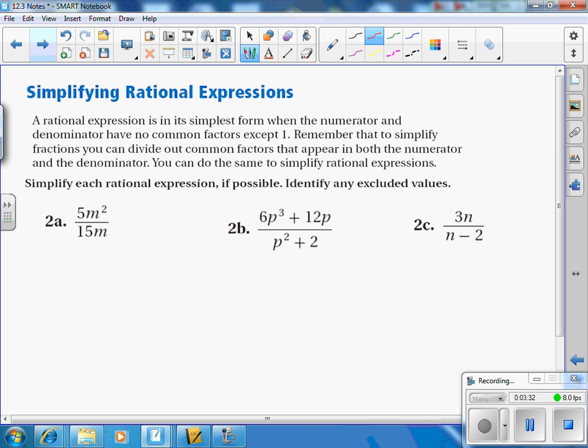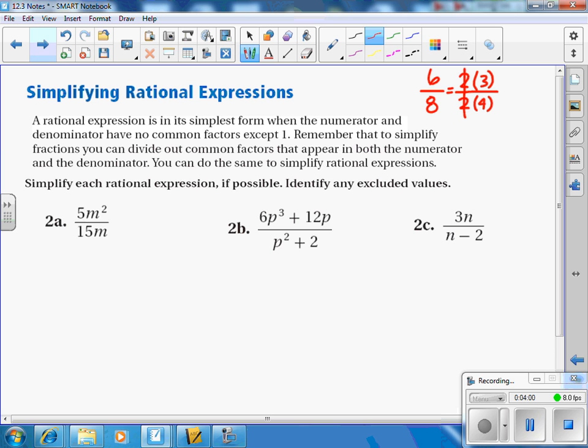So simplifying them. A rational expression in its simplest form is when the numerator and the denominator have no common factors except for 1. Kind of like fractions. If I give you a fraction like 6/8, that's not in its simplest form. So what we would do is say, well, what's a number that goes into both of them? And 2 goes into 6 3 times, 2 goes into 8 4 times.